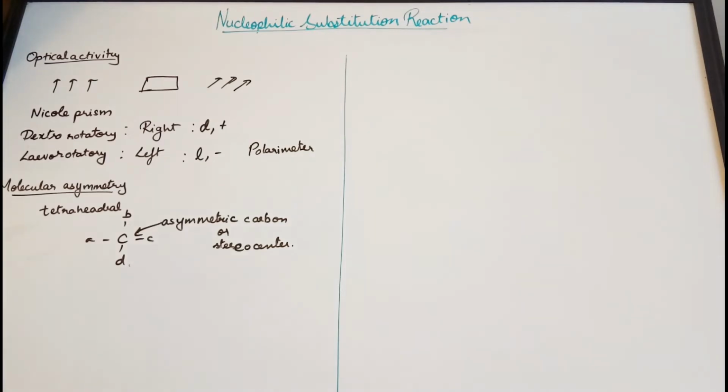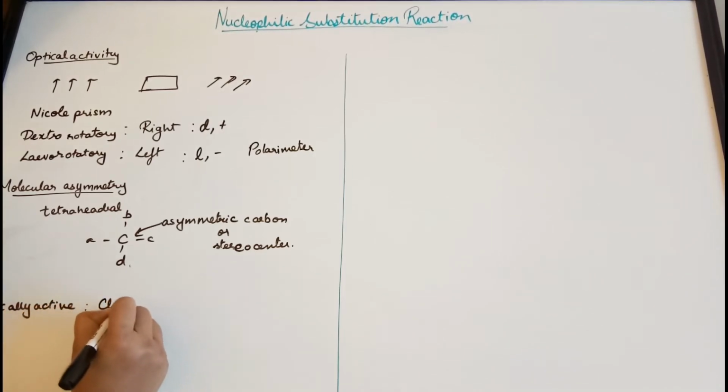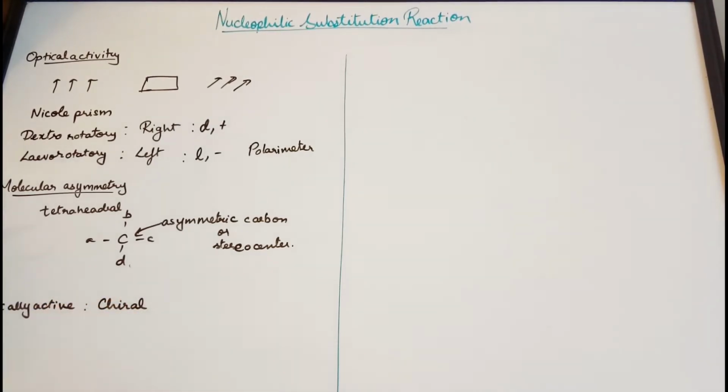Next, we'll again go back to optical activity. Now, when I told you that an optically active compound is able to rotate the plane polarized light to the right or left, an optically active compound is also called a chiral compound, and this phenomenon is chirality.